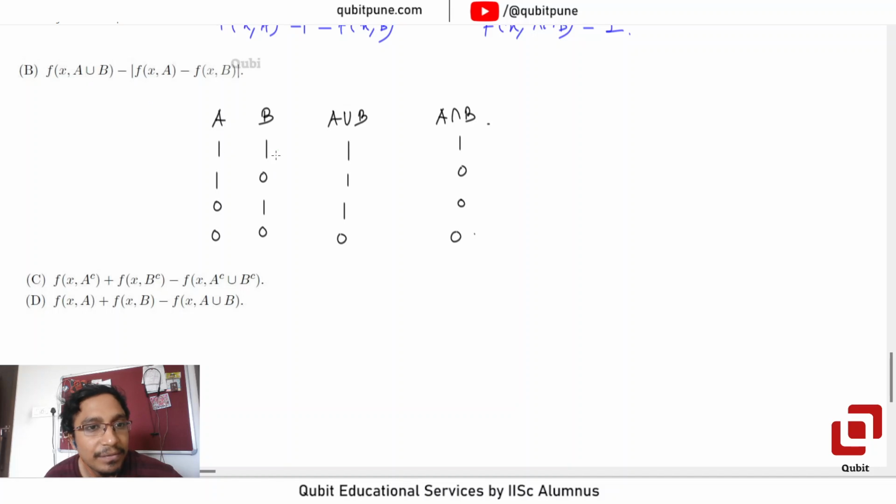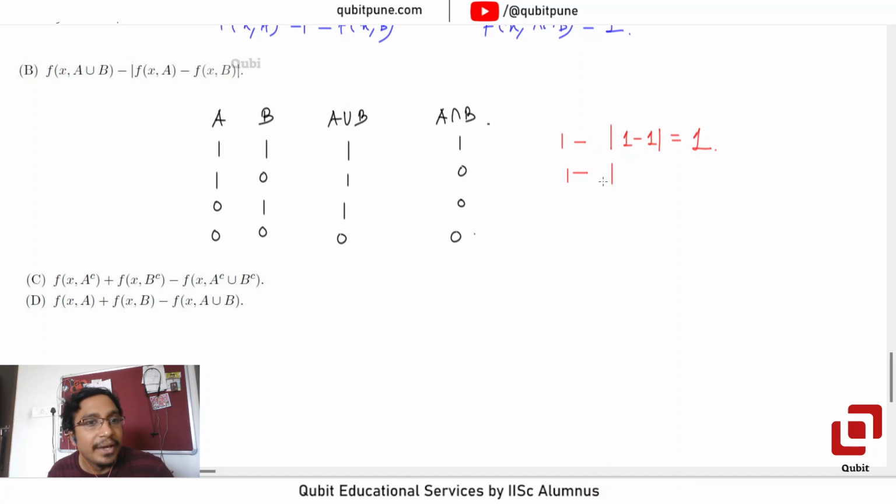Now let us start with the first possibility, where it belongs to both. So this will be 1. Are we getting the same answer? F of x a union b minus mod of 1 minus 1. Are we getting 1? Yes. Go to the next row. F of x a union b is 1.